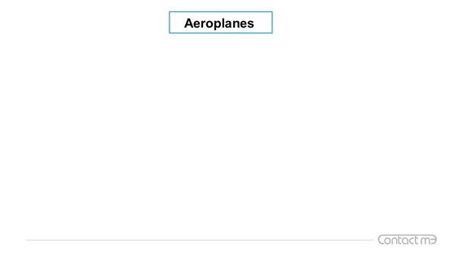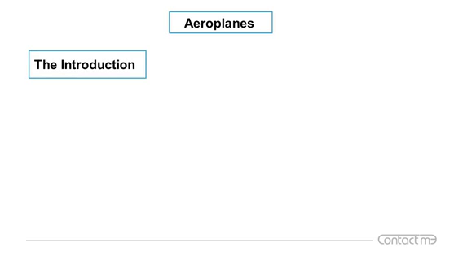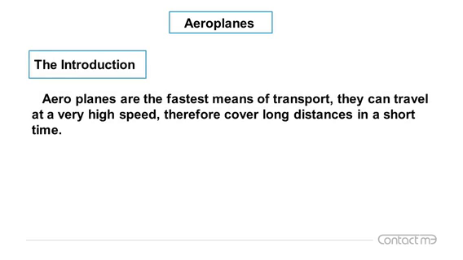Here we have an example of a descriptive topic, airplanes. The introduction. Airplanes are the fastest means of transport. They can travel at a very high speed, therefore cover long distances in a short time. This is an introductory sentence. You can see it is not long. It is a long sentence, but it is one sentence. Your introduction should not be too long, one or two sentences.